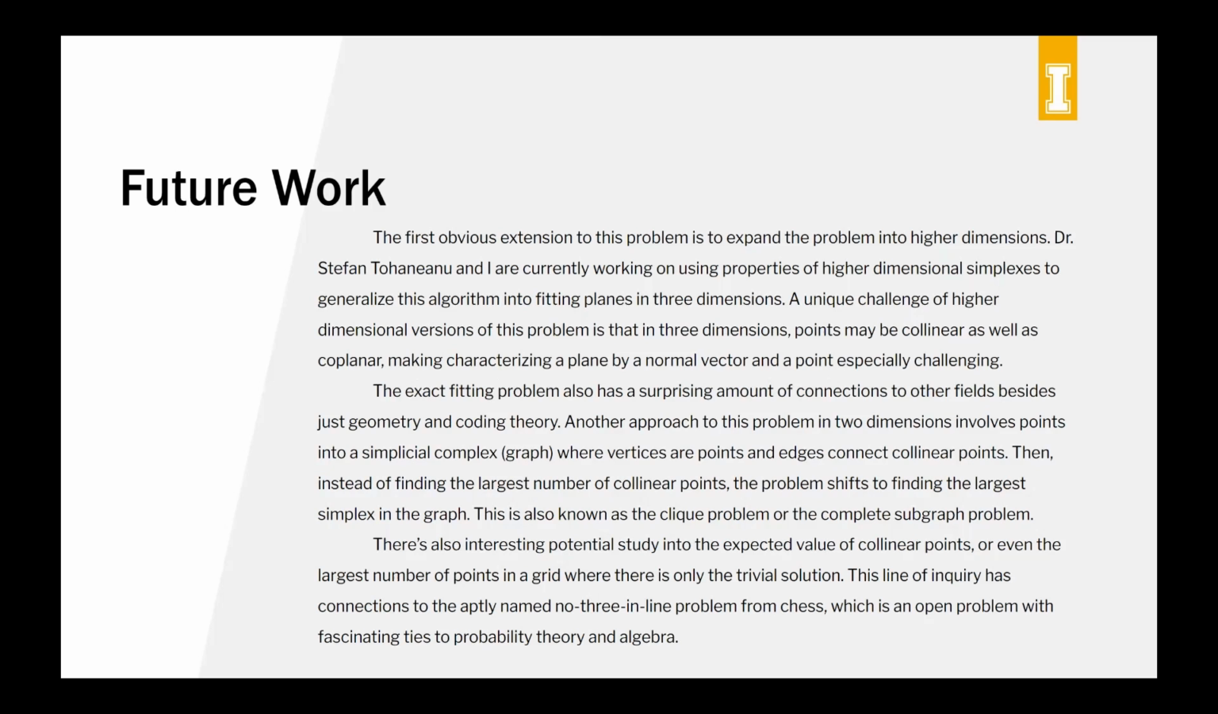Finally, there's some really interesting results regarding the expected value of collinear points, or even the largest number of points in a grid where there is only the trivial solution. This is where we find some connections to probability theory and algebra.